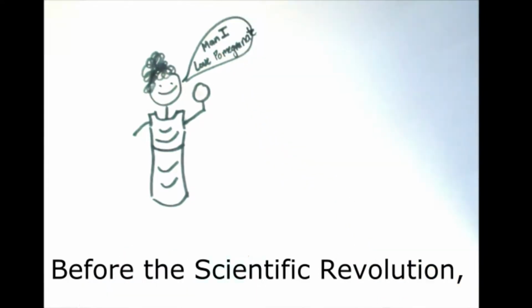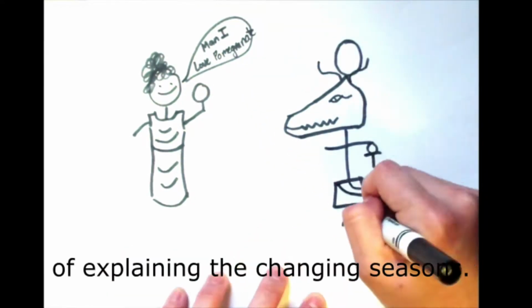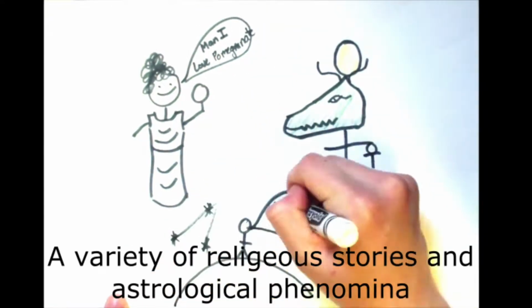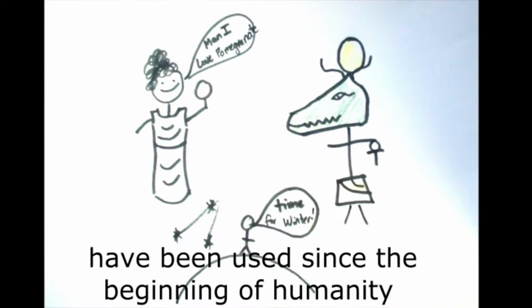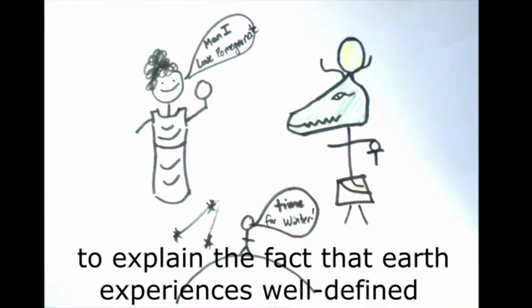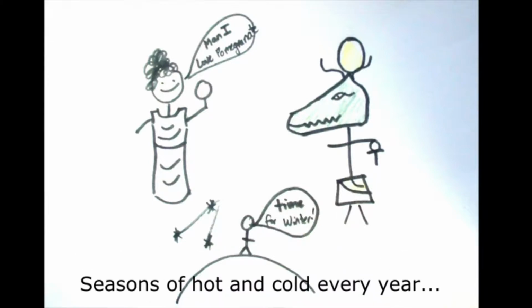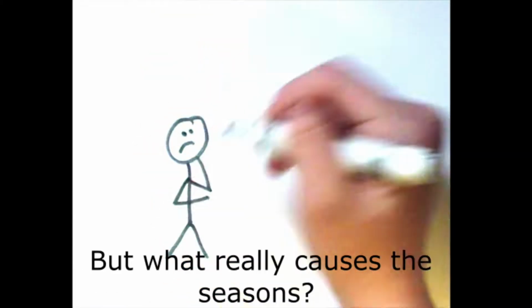Before the scientific revolution, ancient people had many different ways of explaining the changing seasons. A variety of religious stories and astrological phenomena have been used since the beginning of humanity to explain the fact that Earth experiences well-defined seasons of hot and cold every year, unless you live in Georgia. But what really causes the seasons?